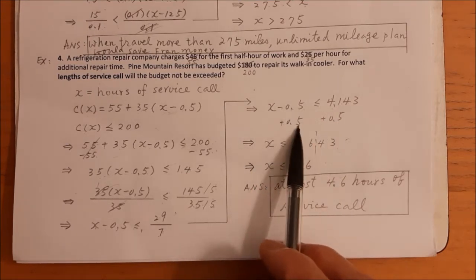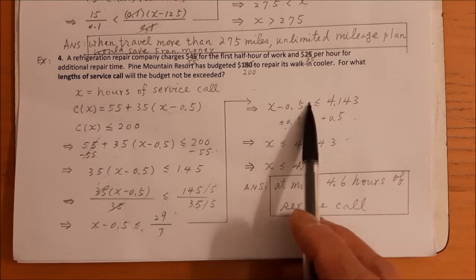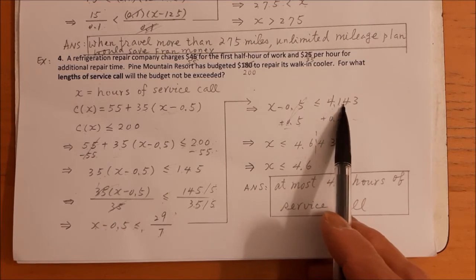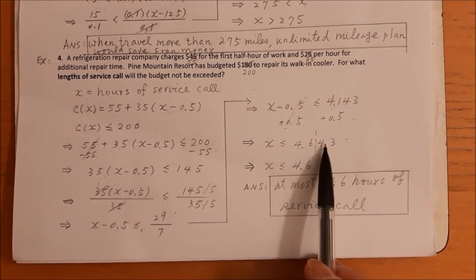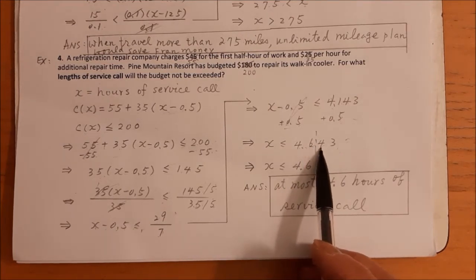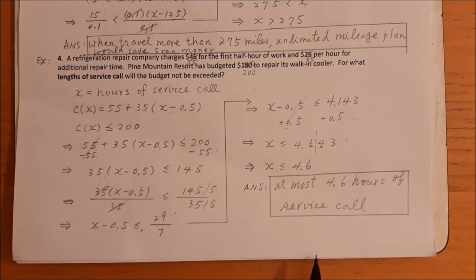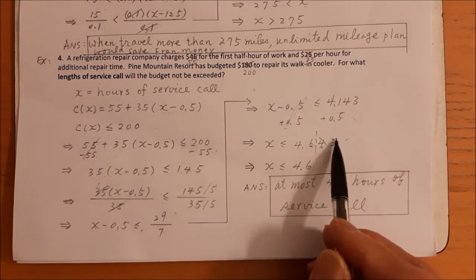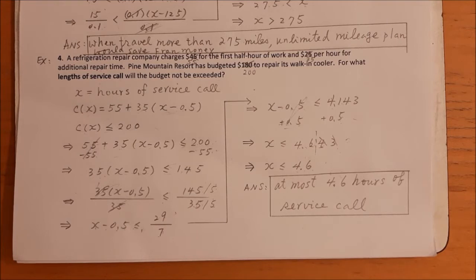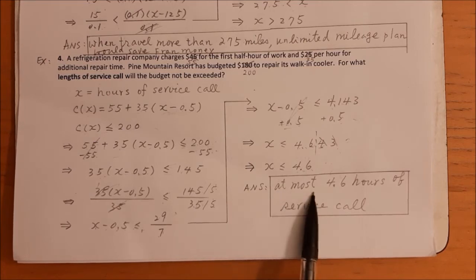Then add 0.5 on the left and the right. So we got x less than or equal to 4.143 plus 0.5, which is 4.643. Then round to 1 decimal digit, since this digit is 4, less than 5, so you can truncate. So x is less than or equal to 4.6. Your service call has to be at most 4.6 hours.